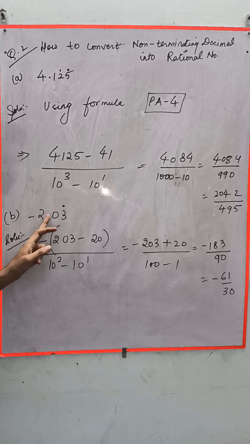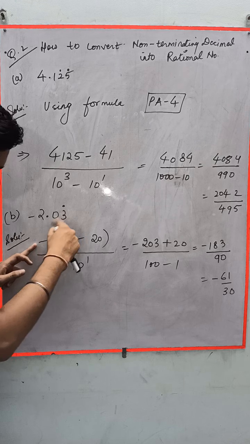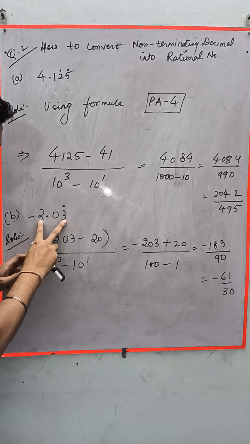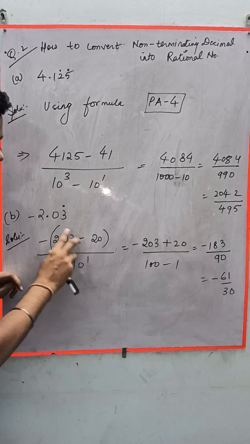Negative 2.03 recurring. So how to do this? Again, minus will be minus here. Then you have to put one bracket. Now remove the decimal and recurring, write 203 as it is, minus.